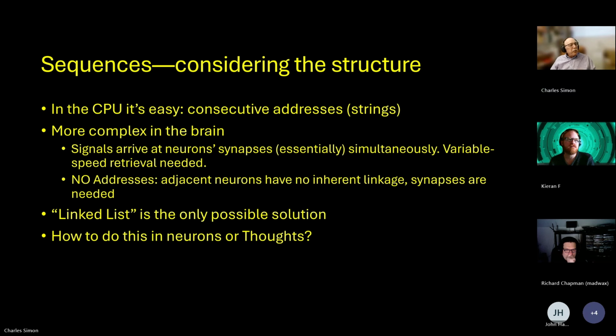But the structure in a CPU is really easy. Like you store a string, like the spelling of cat, and it's trivial because in the CPU, everything has an address, and the addresses all have a predefined order. So if you simply stuff something sequentially in RAM, you can get it back in order. Neurons can't do that, and there are 2 reasons that neurons can't do that.